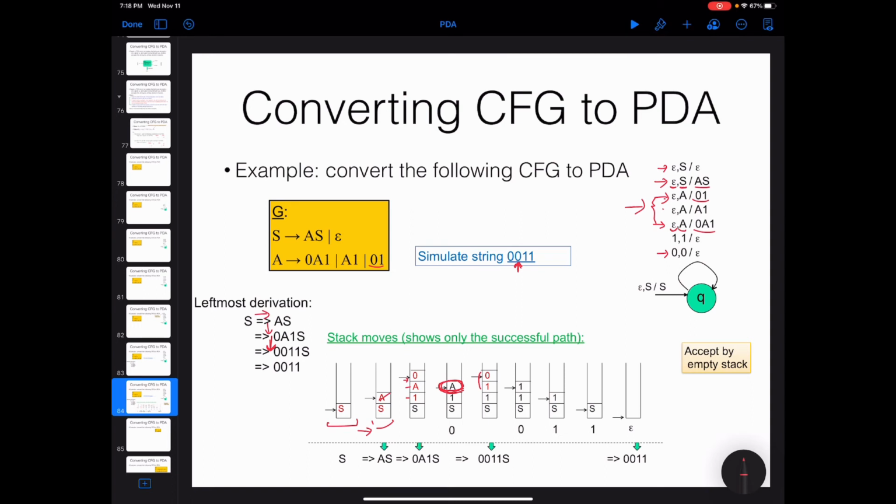Then in the next step, the top of the stack is 0. Okay, the only transition which is possible is this one. You have 0 on top of the stack, and you have 0 as the next token. So you will consume it. So you will remove it from the top of the stack, and you reach this situation.